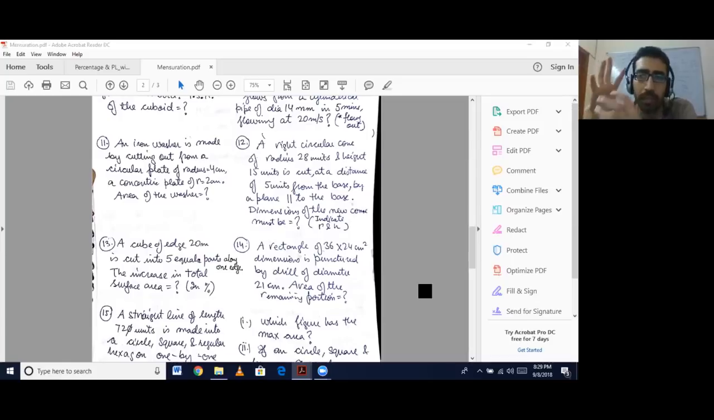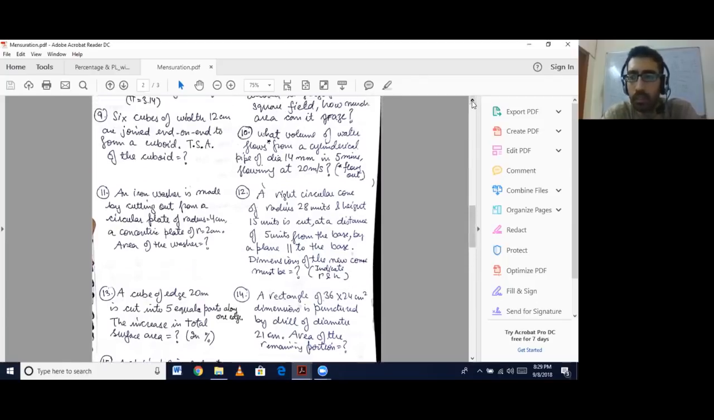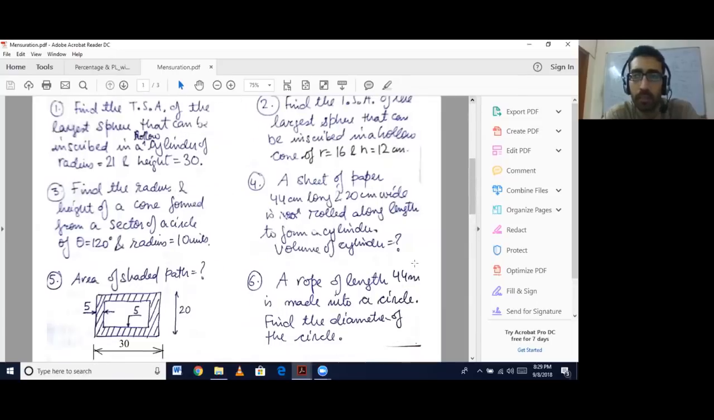From a circular plate, you've cut out a circular plate. The answer is pi capital R square, so pi 4 square minus pi 2 square. It's very simple and very direct. Yeah, a question that sends you back to question number 8.